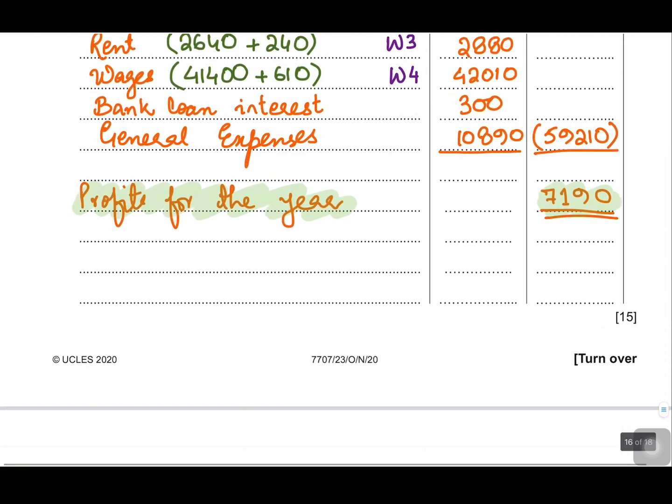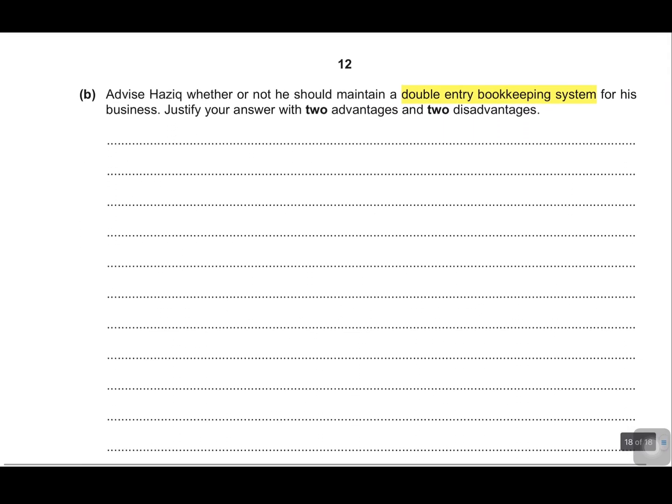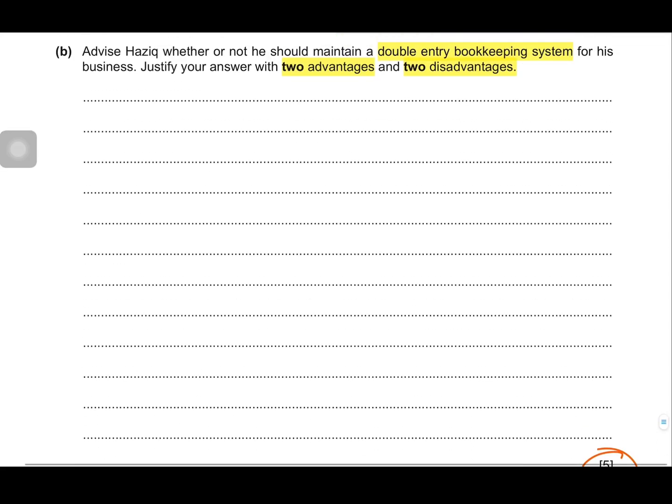Now we are left with just the second part, and that is related to bookkeeping. So let's begin. Part B says, advise Hazik whether or not he should maintain a double entry bookkeeping system for his business. Justify your answer with 2 advantages and 2 disadvantages. So this question is of total 5 marks. So 2 disadvantages, 2 advantages and 1 mark for recommendation.